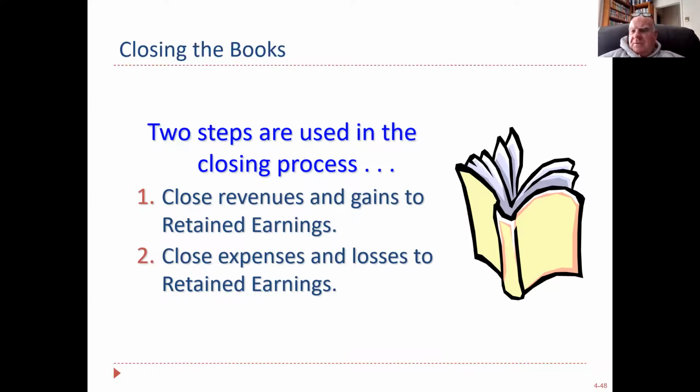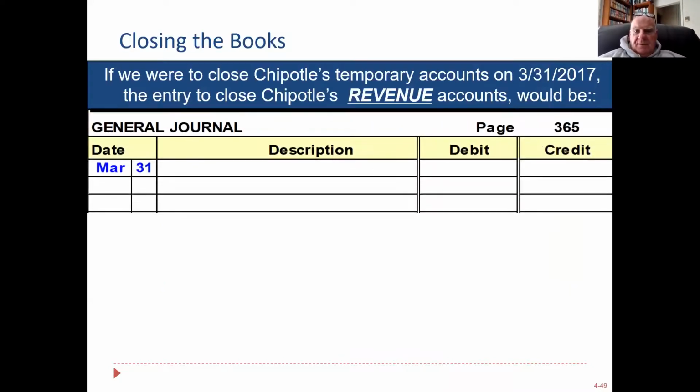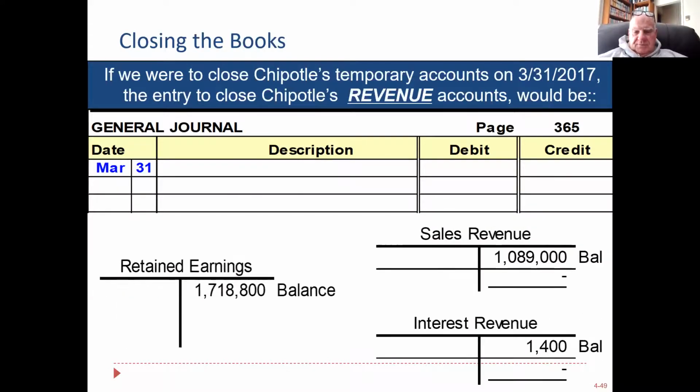You do the opposite for the expenses. Expenses, as you now know, have a normal debit balance. So you're going to credit every single one of them and then debit retained earnings. At that point, you now have moved the income into retained earnings, into stockholders' equity. Okay. If we were to close Chipotle's temporary revenue accounts, what would it be? Well, we know they had two revenue accounts.